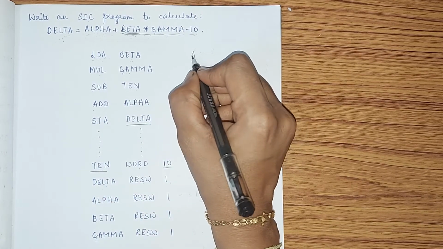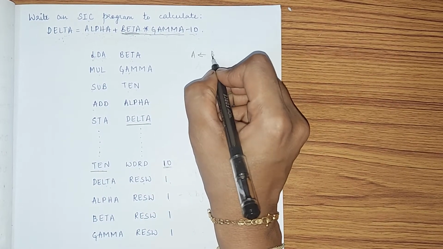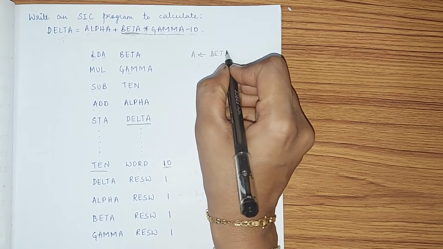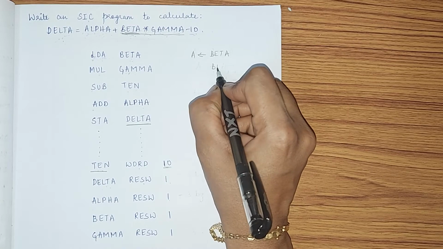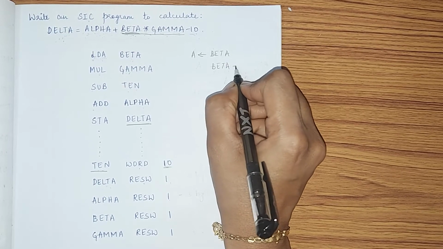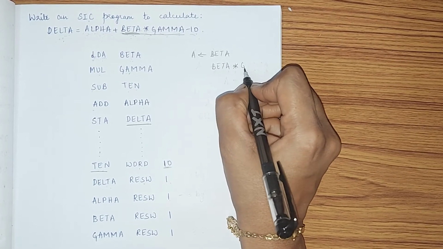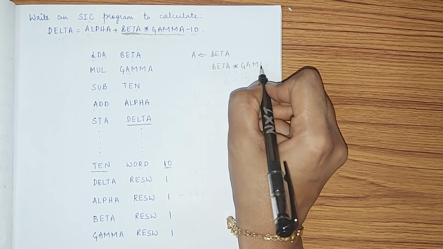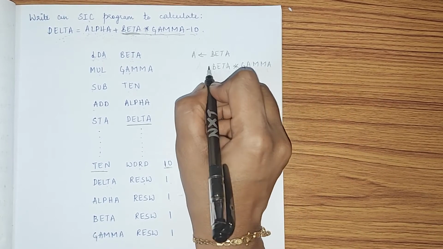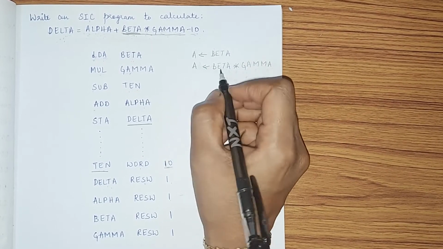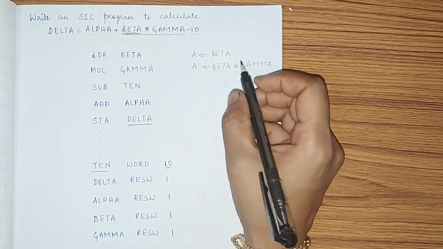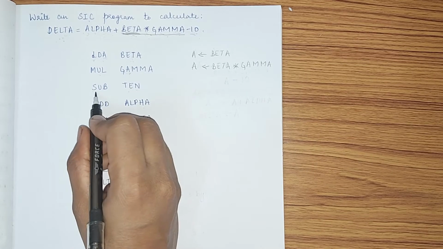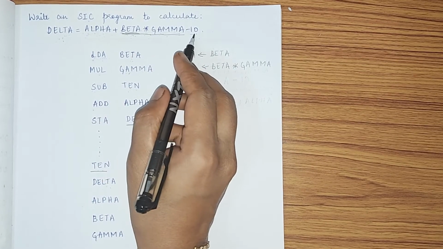And then we are going to multiply the value that is stored in the accumulator with gamma. So what happens over here? Into the accumulator, beta is loaded, and then that value is multiplied with gamma. So what does our accumulator contain? It contains beta now, that is multiplied with gamma and loaded again back into our accumulator A. So then what we are going to do? We are going to subtract 10.